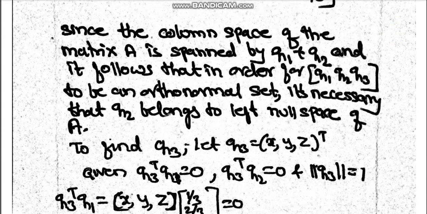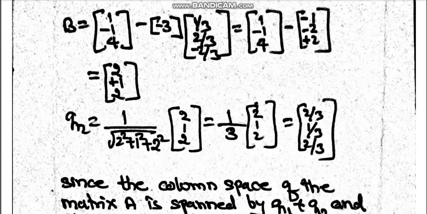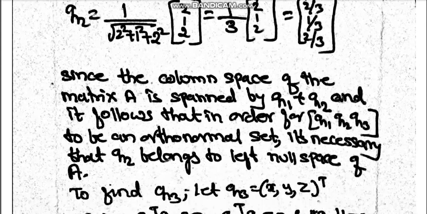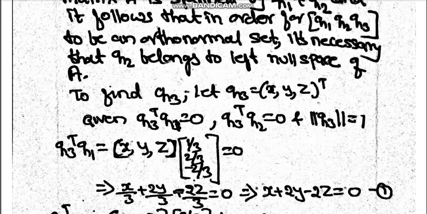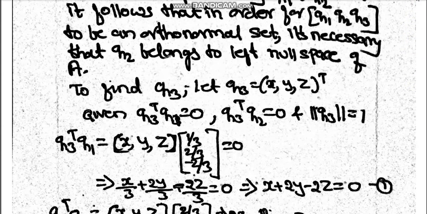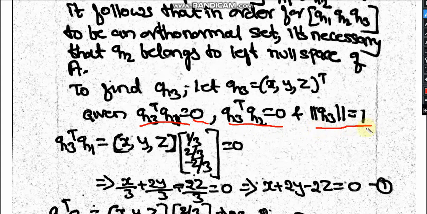So you found Q1 and Q2, and to find Q3, the third vector is not given to you. But you know that Q3 is orthogonal to Q1 and Q2, and that Q is an orthonormal matrix, so the length of Q3 is 1. Make use of that as in the previous problem. That is, Q3 is orthogonal to Q1, so the dot product is 0. Q3 is orthogonal to Q2, and the length of Q3 equals 1.